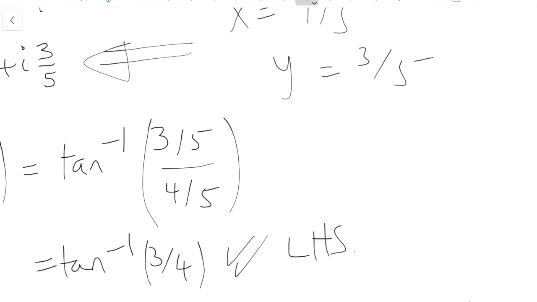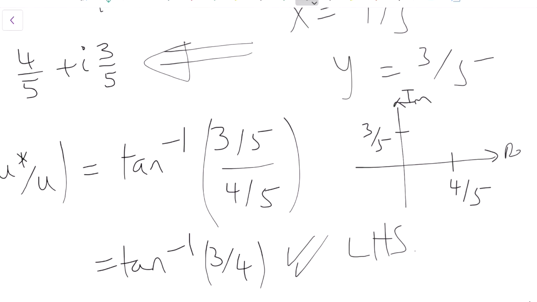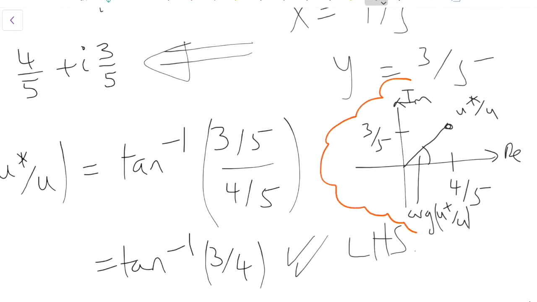And how do you get this? You can draw a little Argand diagram with 4 by 5, 3 by 5, this is imaginary, this is real, and this is your complex number u star by u, and this is your angle. This is the argument of u star by u. And let's draw a circle on this diagram.